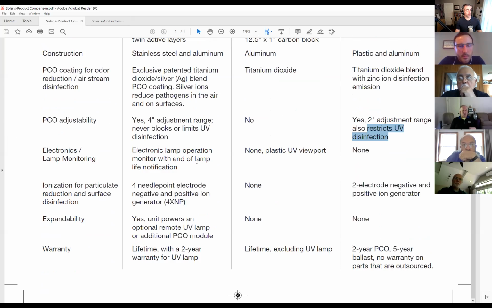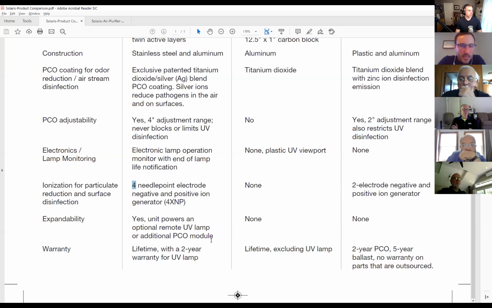As far as the electronics on it, we do have the lamp operation that will let you know when the lamp life is no longer efficient. As far as we understand it, they do not have an end of lamp life notification on theirs. Their ionization has a 2 electrode negative and positive ion generator. We have a 4 needle point electrode negative and positive ion generator.